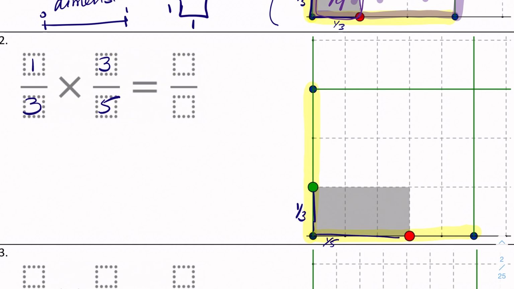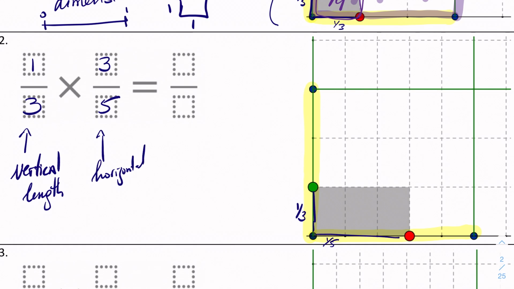All right, so this is our vertical length. This is our horizontal length. And the holes that we've labeled them with are in yellow. Now, let's look at the area, the answer now.